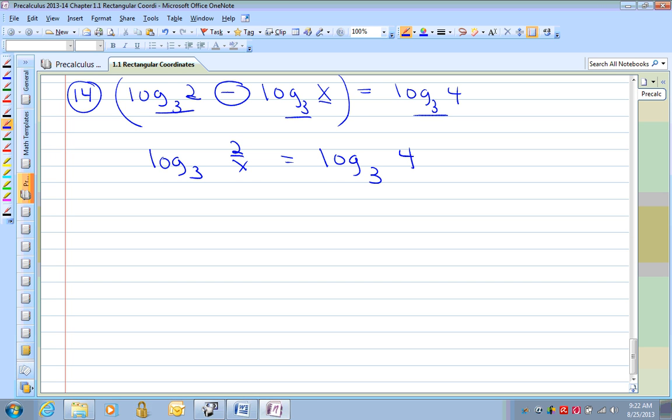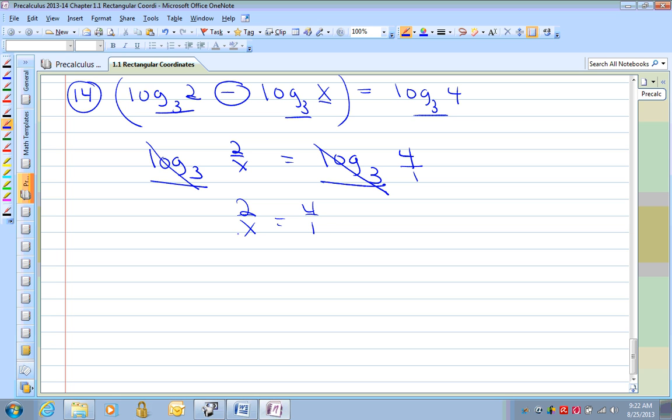Now, this is a one-to-one property. These are the same log bases, so they are already equal to each other. So we really don't need to worry about that too much. We're just going to solve 2 over x equals 4, and we'll put it over 1. So we're going to solve 2 over x equals 4 over 1 to find our x value.